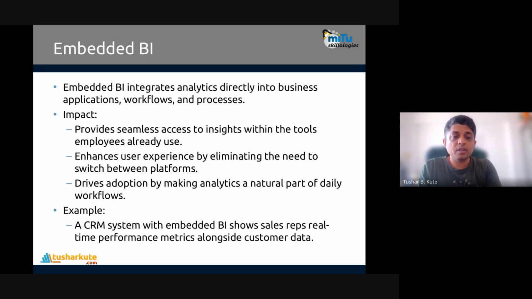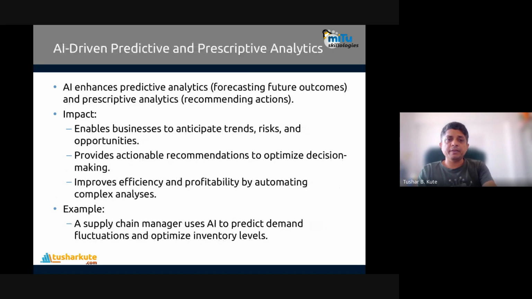Remember. And next, embedded BI. Embedded, like all things are embedded together, combined. Embedded BI integrates analytics directly into business applications, workflows, and processes. Earlier they were done separately, but now they are combined together. For example, a CRM system with embedded BI shows sales reports and real-time performance metrics alongside customer data. It's called embedded BI.